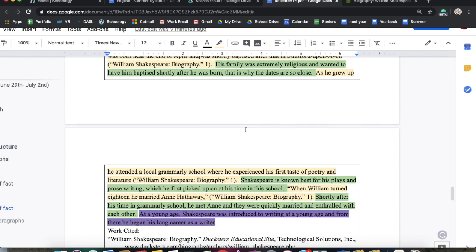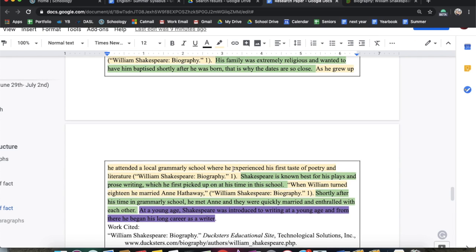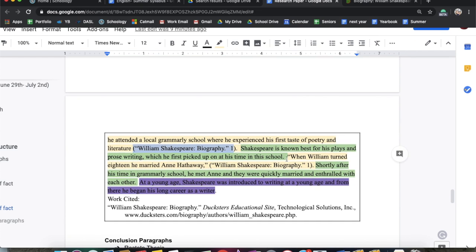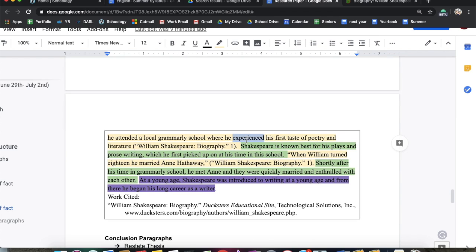As he grew up, he attended a local grammar school where he experienced his first taste of poetry and literature. Once again, I don't have this in quotation marks because I just paraphrased the quote, but I still have my in-text citation right here. Then I have the explanation of it: Shakespeare is best known for his plays and prose writing, which he first picked up on at his time at this school. So I'm merely, again, explaining this fact.